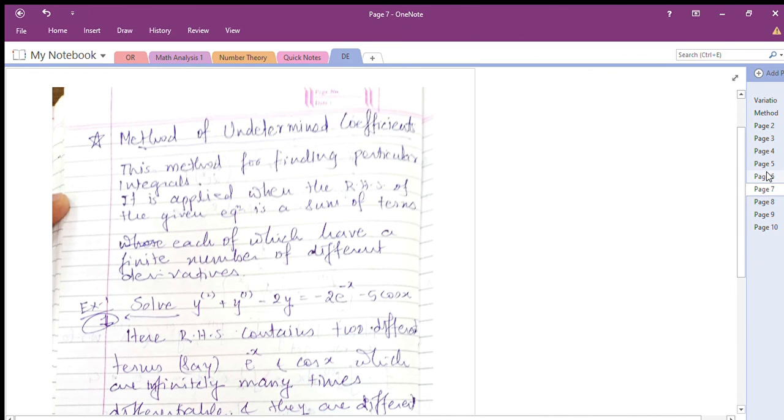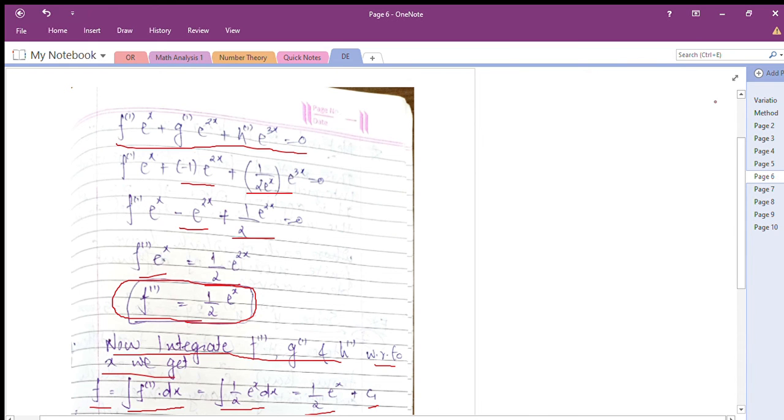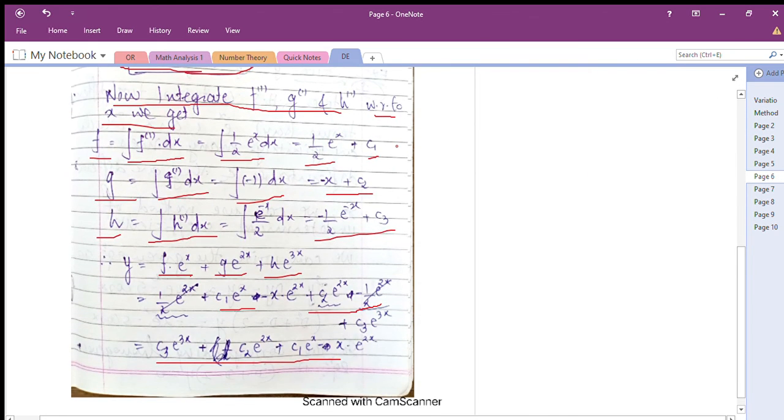Okay, so let us stop over here. So this is the method for solving the higher order differential equations using the variation of parameter.